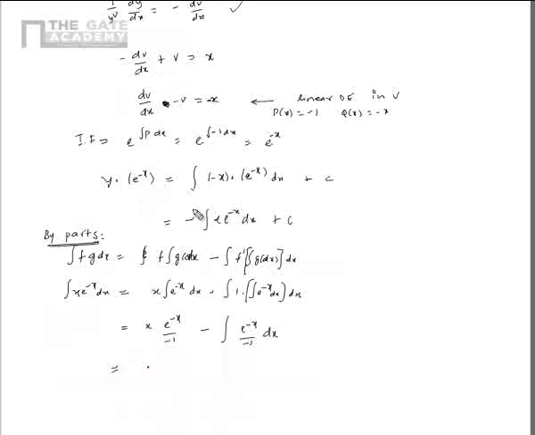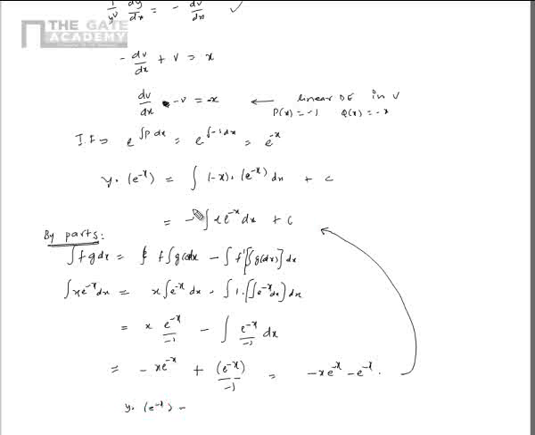So minus x e power minus x minus, so minus and minus will become plus, then e power minus x again you have to integrate, which is minus 1. So this will be minus x e power minus x minus e power minus x. Okay, now substituting that here, the integration solution is plus x e power minus x plus e power minus x plus some constant.